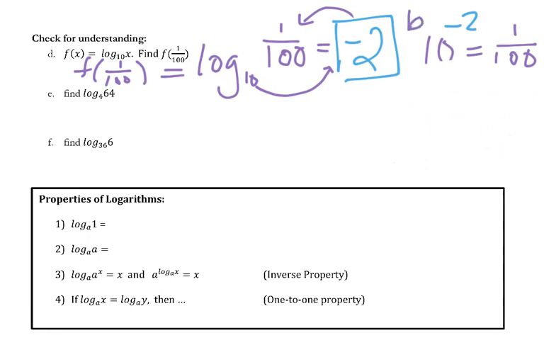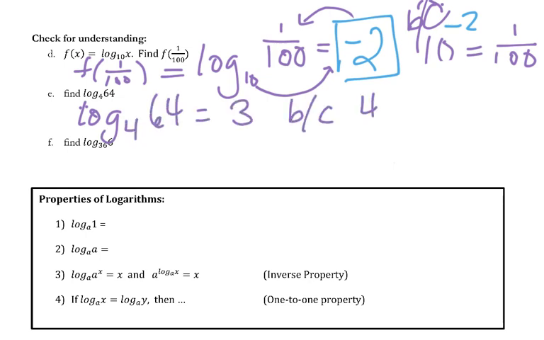So we said that this was all the work you would need, is just the exponential statement here. And you can just say, because 10 to the negative 2 equals 1 over 100. All right, log base 4 of 64 is going to equal 3 because 4 to the third equals 64. So our answer here is 3. Make sure it's really clear what your answer is.